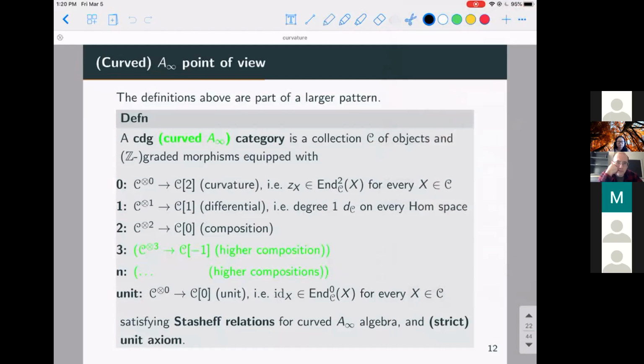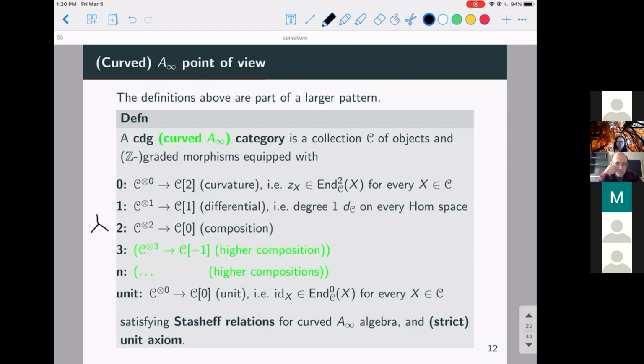Now, any category has a composition, of course. So here's my picture. I think this audience is fine if I draw this without any explanation. My diagrams are bottom to top. So composition is a degree 0 morphism from C squared, C tensor C to C.